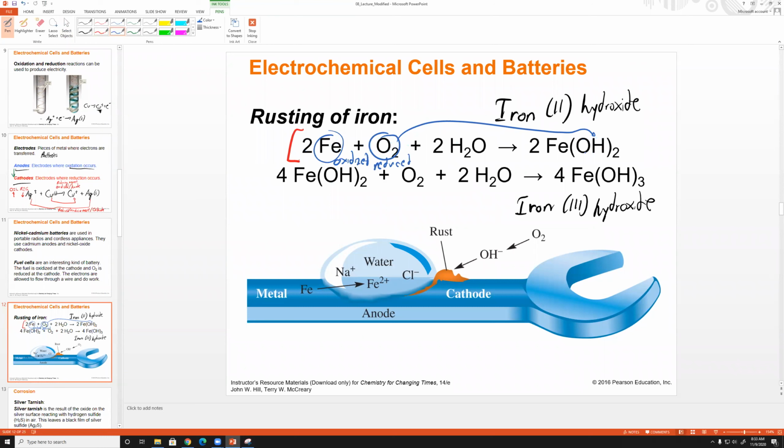So we can say it gains oxygen, or sorry, it gains hydrogen, which means it's being reduced. So it's being reduced, the iron is being oxidized.